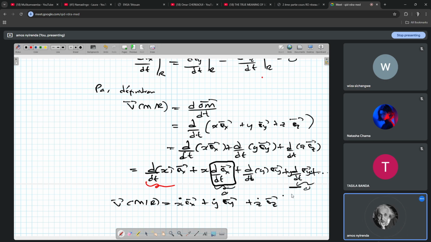You understand? Same thing for y. We differentiate y and then leave the vector untouched, so we have d/dt of y, and then the vector is left untouched. And then we leave y untouched and differentiate the vector. Same thing for z. That's why it looks like we are doing the differentiation twice on the same item, which is x or y or z. It's because we are applying the product rule. You understand?